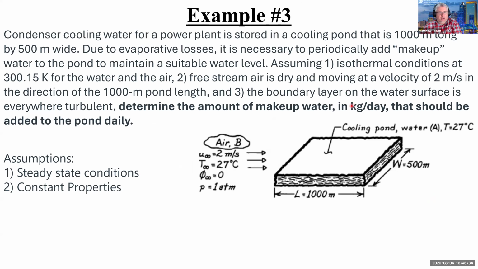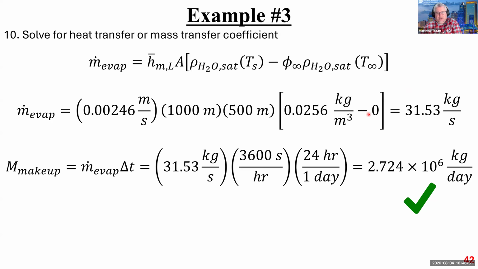I think, pond evaporation, makeup water, everywhere turbulent, free stream air is dry, right? Dry, which implies relative humidity is equal to 0. So that's where that comes from. That's why this is 0. Okay, so now I'm just plugging in numbers. Here's my mass transfer coefficient. Here's my area, length times width. Here's my saturation species concentration right near the liquid water surface. Here in the free stream, my concentration of water vapor is 0. Plug all that in and I get 31.53 kilograms per second.